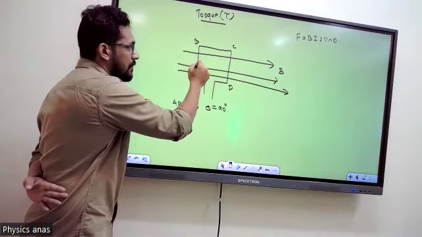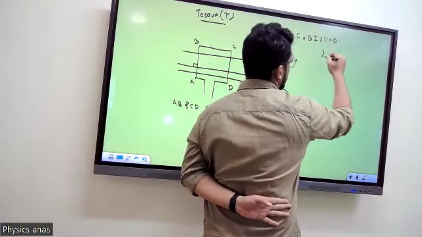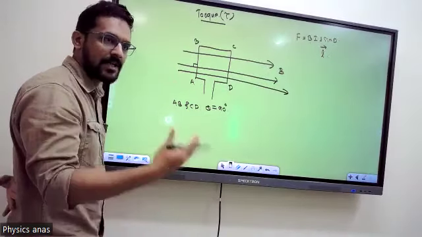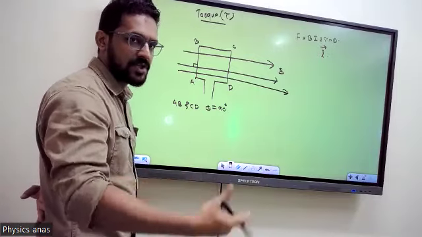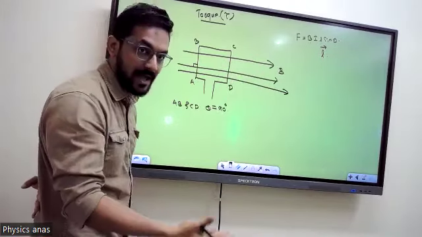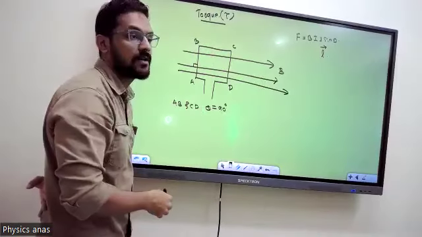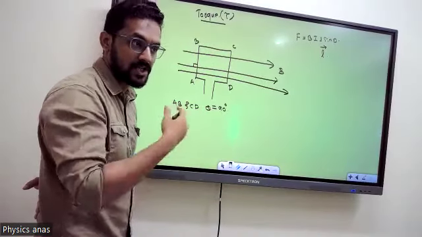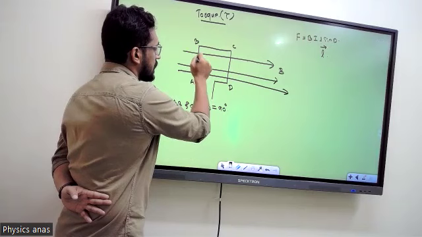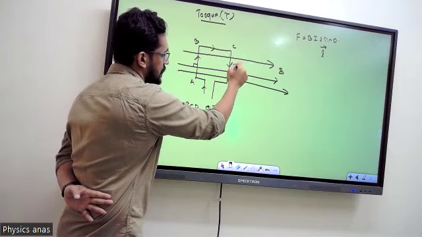Theta is the angle between magnetic field and length, or vector L. Vector L has the same magnitude as that of length and the direction in the direction of current. So I'm taking the current direction like this. This is the direction of current here, and current here will be like this.